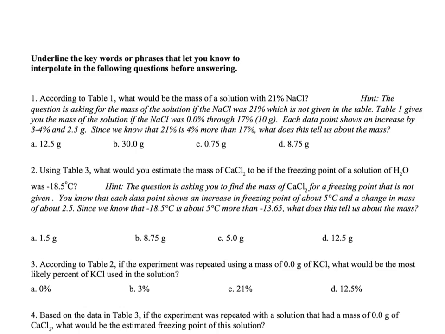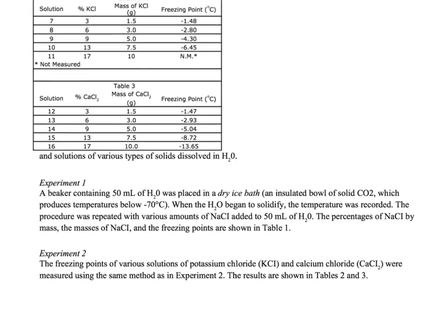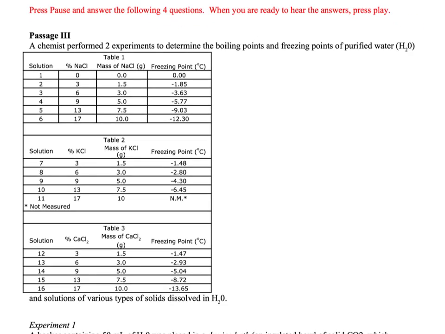All right, question number 1. It asks us to look at table number 1. It asks us to find the mass of the solution if I had 21% sodium chloride, or NaCl. Okay, going back up to our data table, I have table number 1. It wants us to find the mass, and it gives us 21% here. So 21 comes after the data that I'm given, 17. And each one is going up by 3 or 4 points. So I would expect this trend to continue as well.